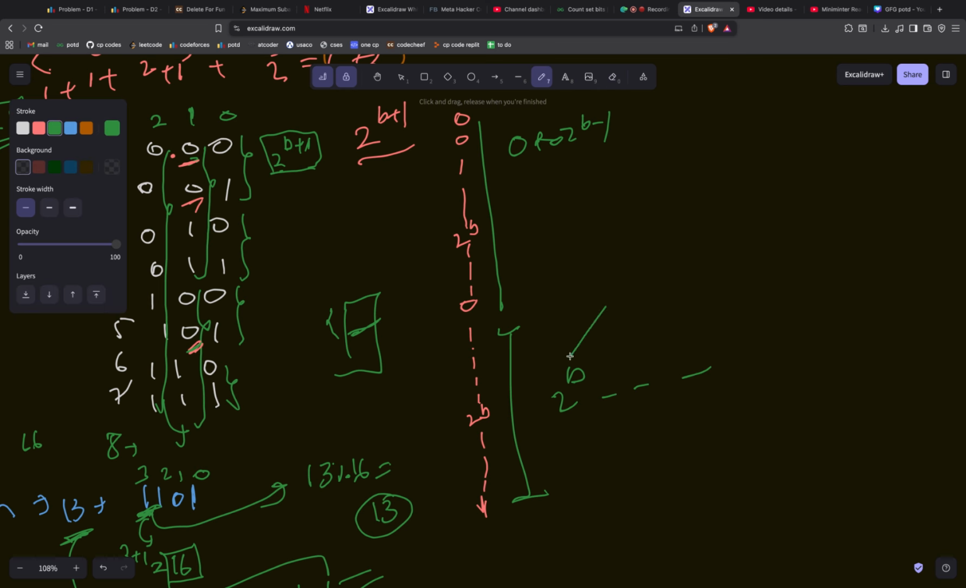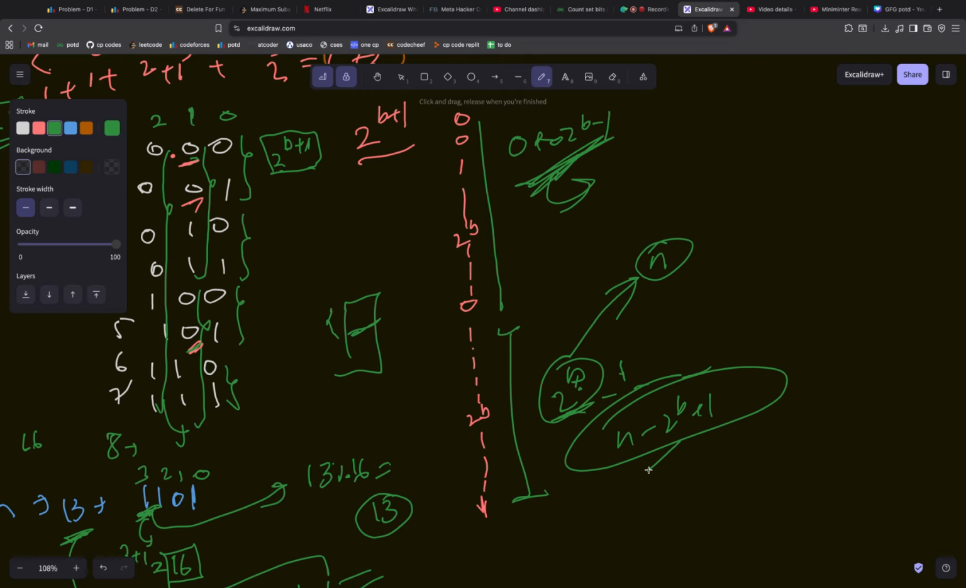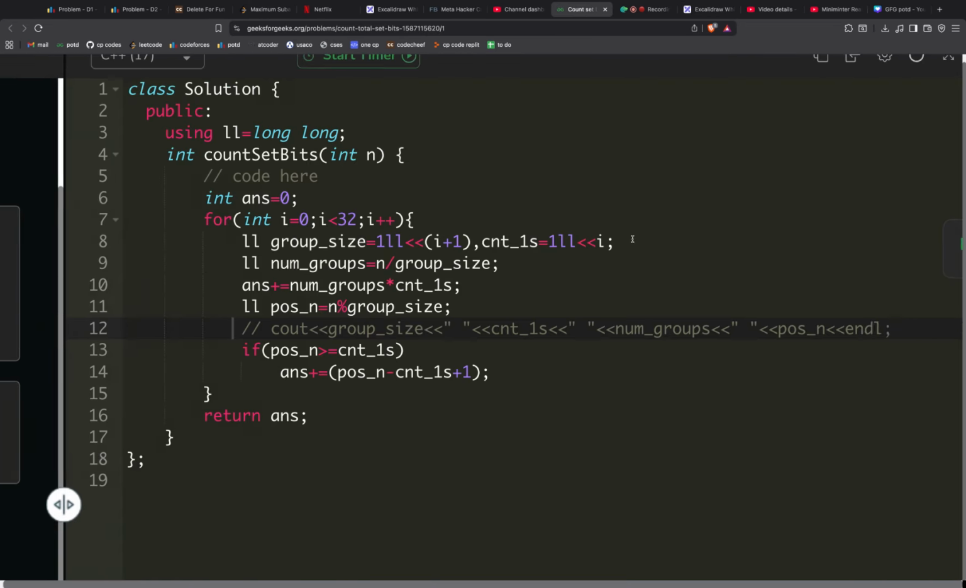So we just need to see where n lies. Does it lie in this part? If it does, there are no set bits. If it lies in this part, 2^b to n, then the number of set bits would be n minus 2^b plus 1, because n is also included and 2^b is also included. Let me show you the code, I think it would be a better explanation here.